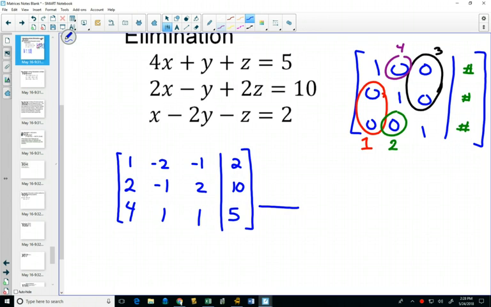So first of all, if I want to get those in column number 1 to be 0, I'm going to have to change row 2. How am I going to change row 2? I'm going to take row 2 and subtract 2 row 1s. And I'm going to take row 3 and I'll make row 3 subtract 4 row 1s.